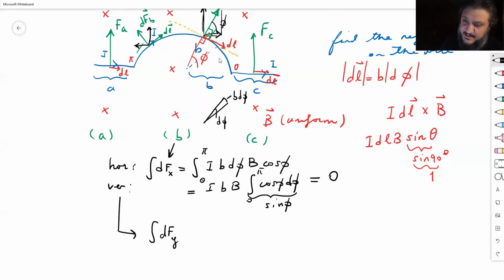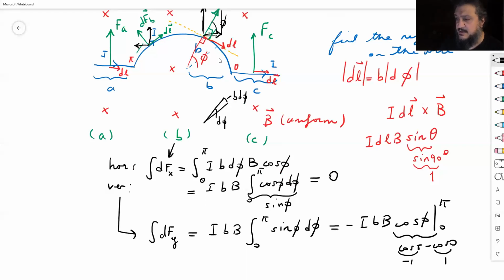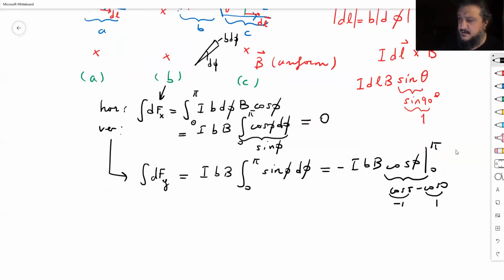This was the Fx. Same idea, integrated. I, b, B. But what are you integrating? You're integrating sine phi, because the vertical component will need a sine. And the integral of sine phi is negative cosine phi, from 0 to pi, and this part will give you cosine pi minus cosine 0. In other words, negative 1 minus 1, so negative 2. There's a negative in the front, so it is plus 2. 2IB. That is the net force on the semicircle.